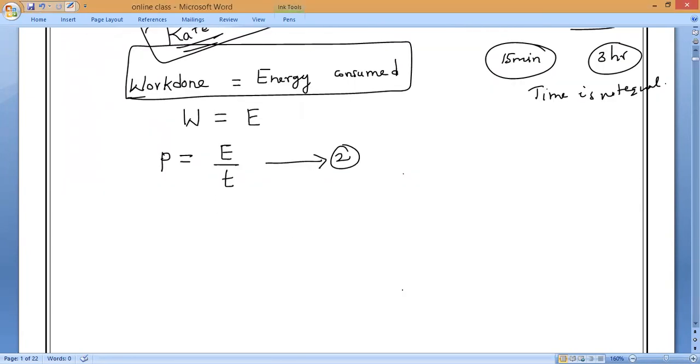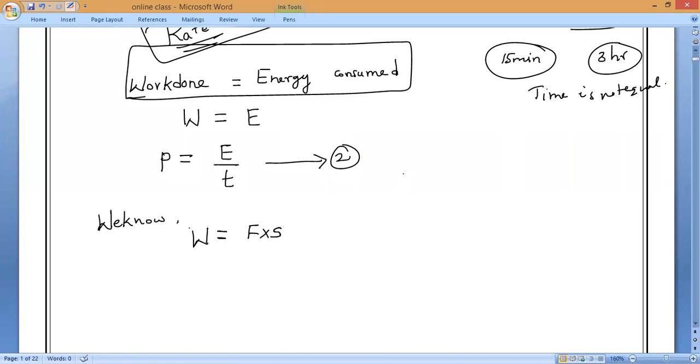Now, as we all know, what is the work done formula, Mr. Kaushik? Work done formula. Please respond. Work done is equal to... he will never respond. Anybody, what is the work done formula? Force into displacement. The formula you don't know, Kaushik, this formula. Work done is equal to force into displacement.